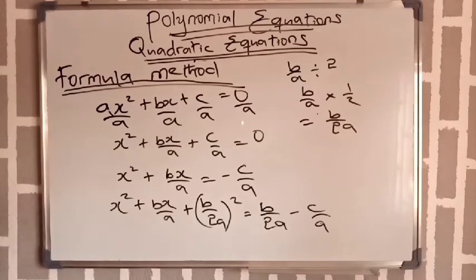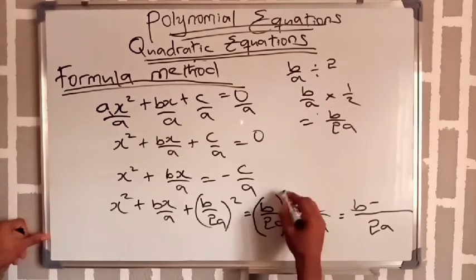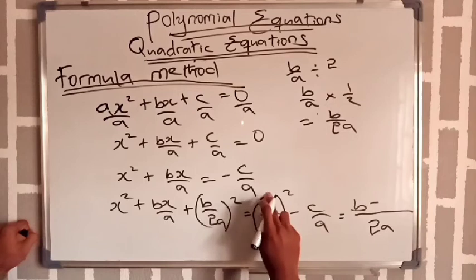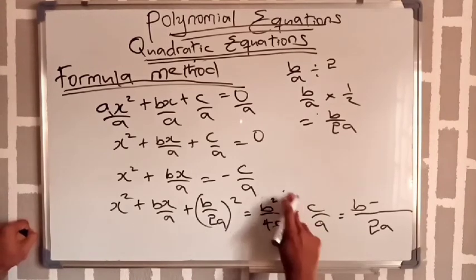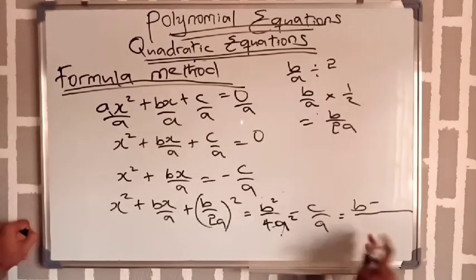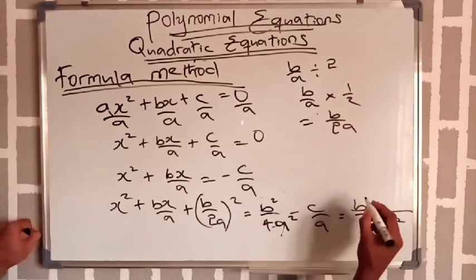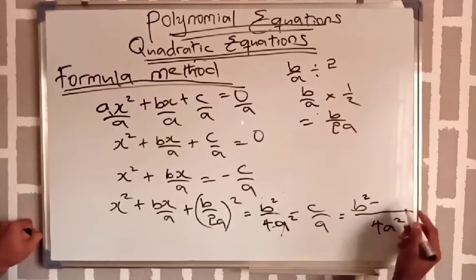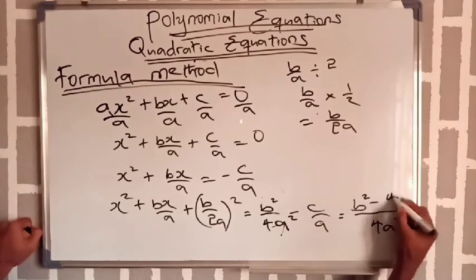Then finding the LCM of this part gives you all over 2a. Opening up the square, it will give b squared over 4a squared. Finding the LCM now, what will be here would be 4a squared. So 4a squared and 4a squared will give 1, multiplying this, that's b squared. Then a in this will give 4a, and 4a multiplying this, that's minus 4ac.